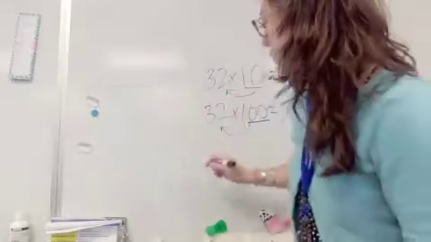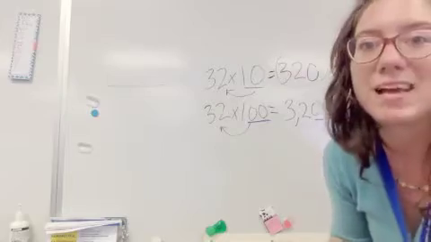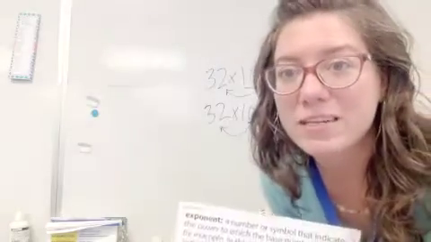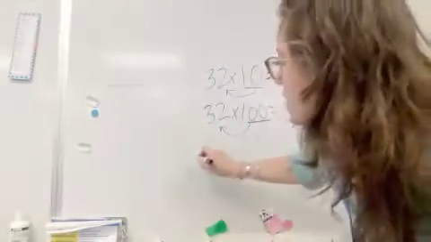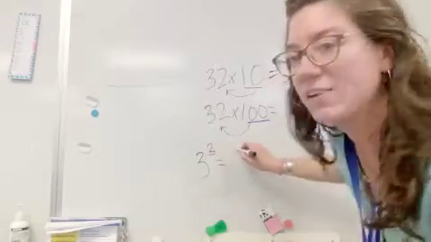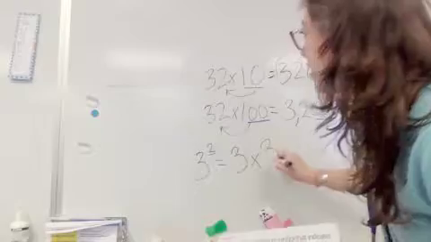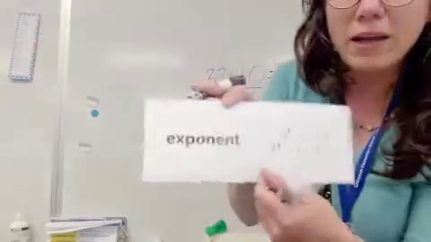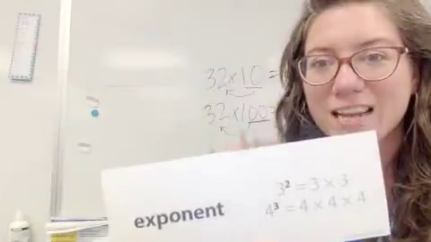So, if we have 3 times 2, it's different than 3 to the second power. If it's 3 with the exponent of 2, that small number up above, that tells us what we do is 3 times 3. We're going to keep exponent in mind. Say it with me. I'll say it, then you say it. Exponent.